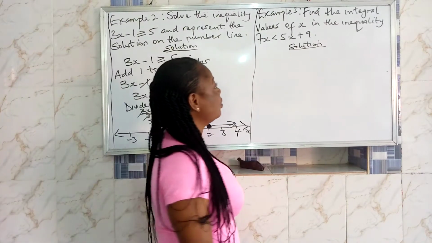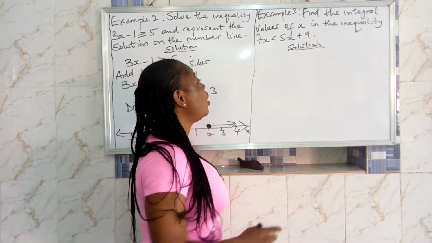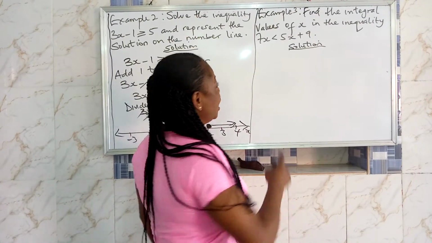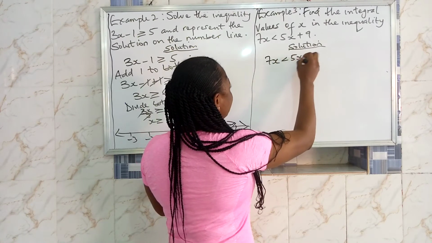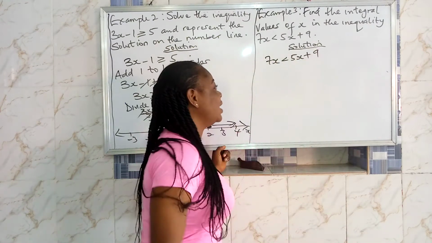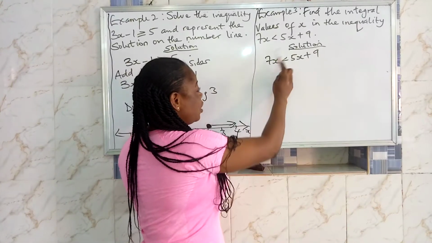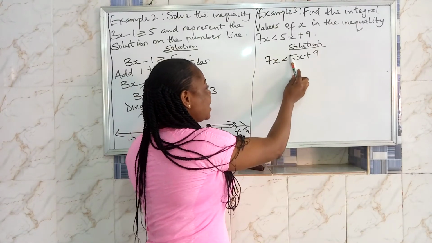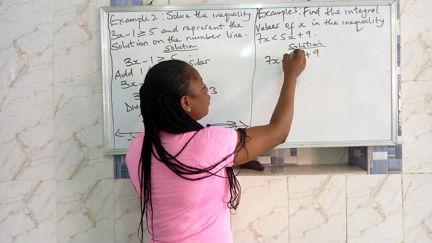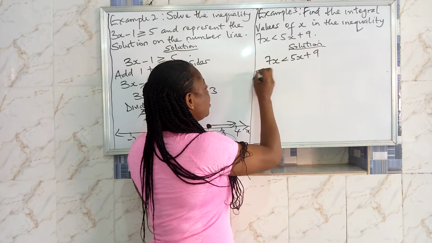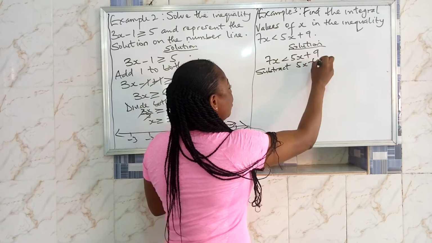The next question. This one says find the integral values of x, that is all the possible values of x in the inequality. I have 7x is less than 5x plus 9. If I want to collect like terms, I'm going to carry my 5x from here to this side. There is no sign beside this 5x, that means it is plus. So I will do the opposite of plus 5x, which is minus. I will say subtract 5x from both sides.